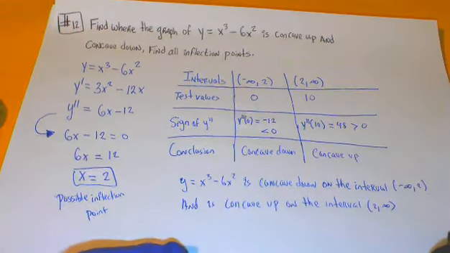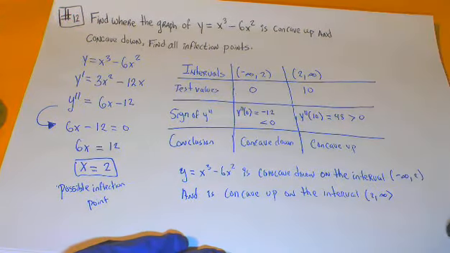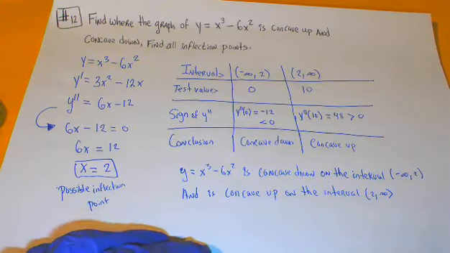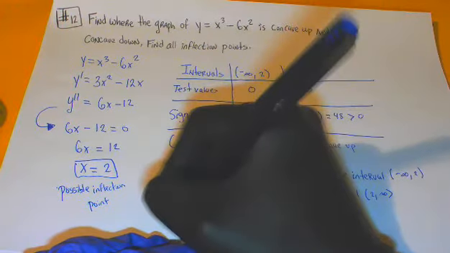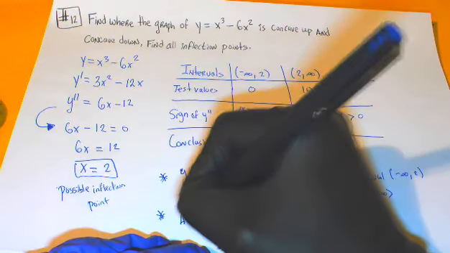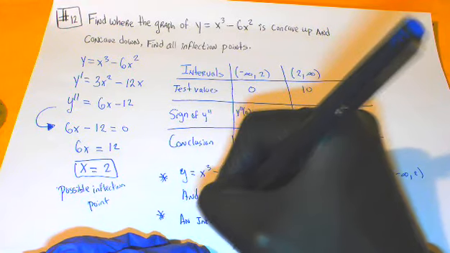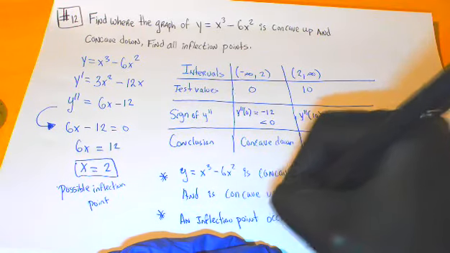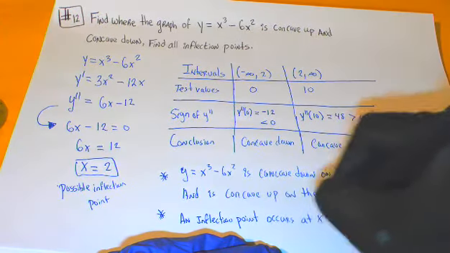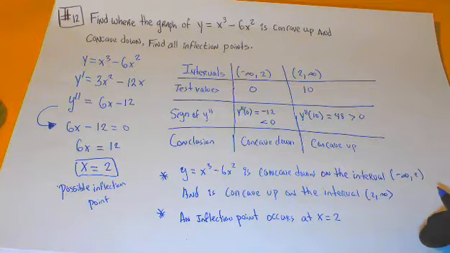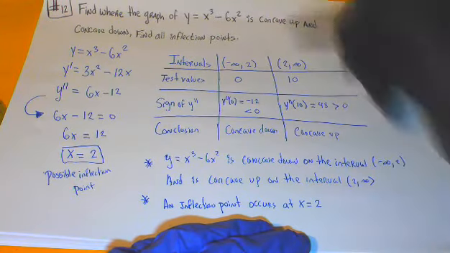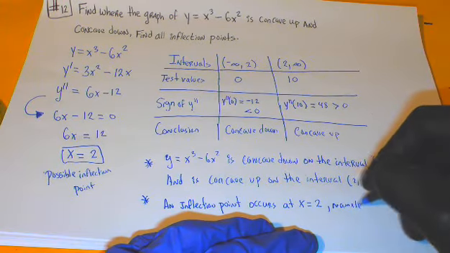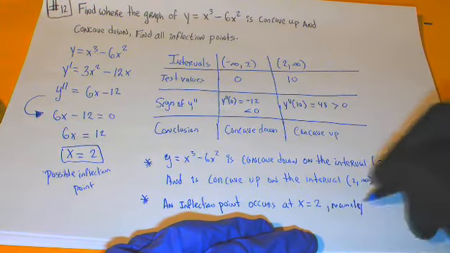Since concavity changes from the left to the right of 2, we know that x equals 2 does indeed represent an inflection point. So an inflection point occurs at x equals 2. If you want to figure out exactly what that ordered pair will be, you can plug 2 back into your equation. Namely, plug 2 back into the equation.